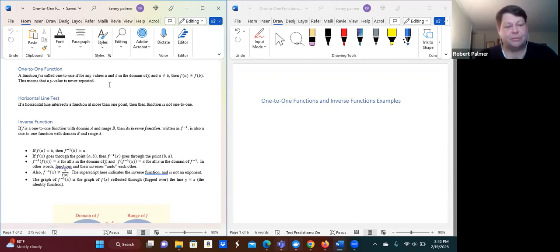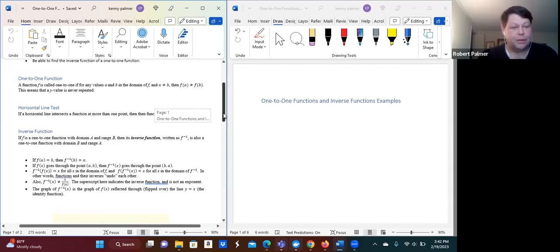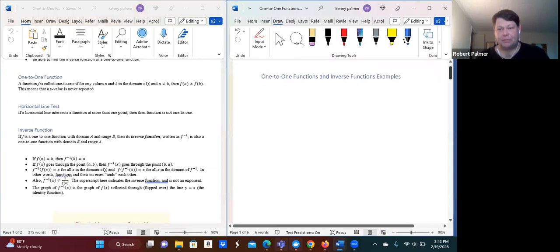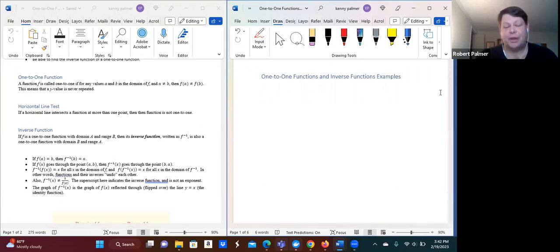Now, the best way to determine that from the graph is to use what's called the horizontal line test. If a horizontal line intersects a function in more than one point, the function is not one-to-one. Let's come over to the right and look at some examples. You may remember from functions in general, the vertical line test tells you whether or not something is a function. So we're starting with something that is a function to begin with, and using the horizontal line test to determine whether or not it is one-to-one.